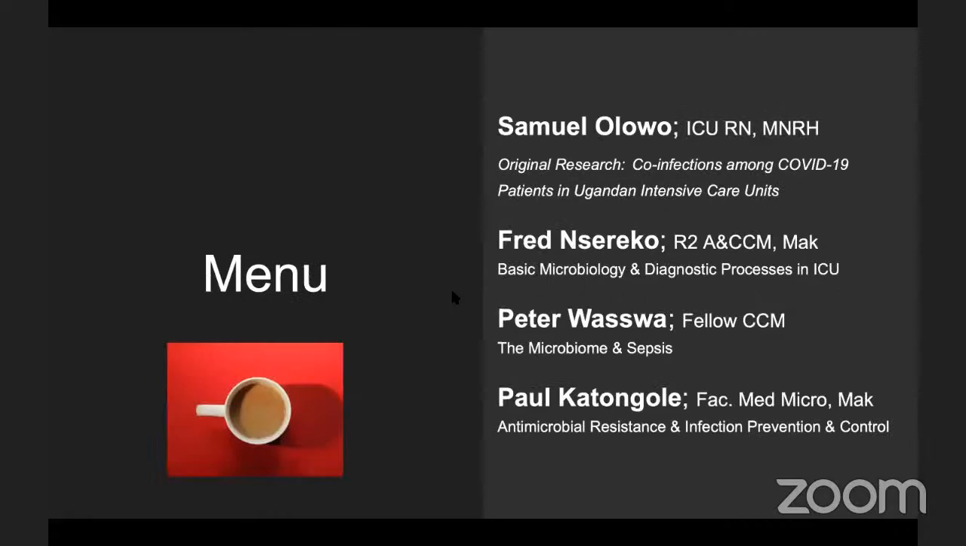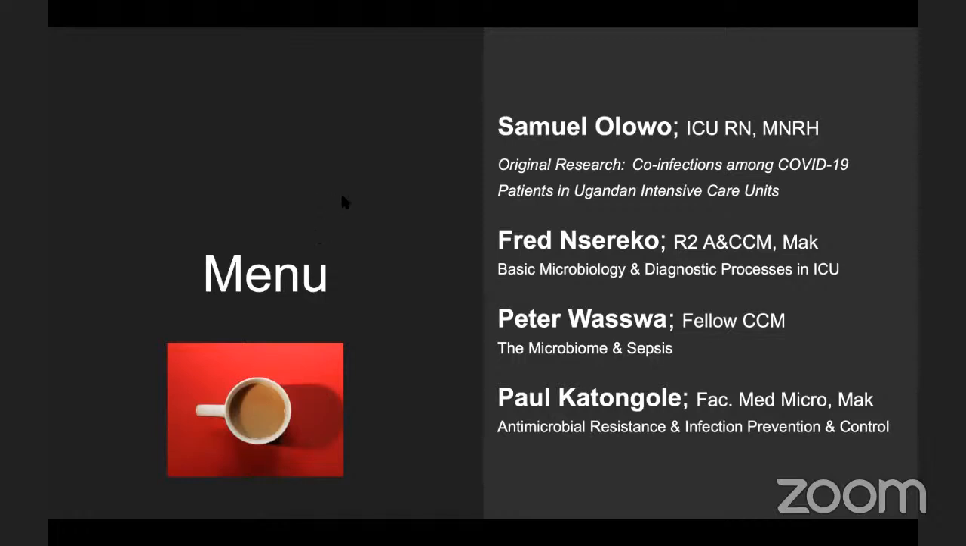So in this particular talk, we are going to listen to Samuel Olowo, who is an ICU nurse at Mulago National Referral Hospital, who did research in co-infections among COVID-19 patients in Ugandan intensive care units. So I will, at this point, talk about the other speakers. That is Fred Nseko, who is a resident in year 2 in anesthesia and critical care at Makerere University, who will be talking about basic microbiology and diagnostic processes in the ICU.